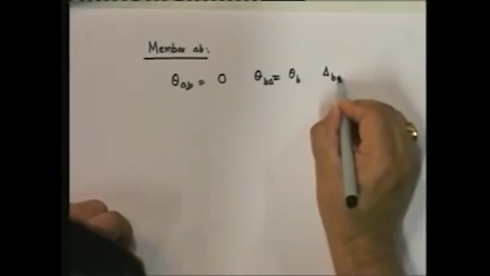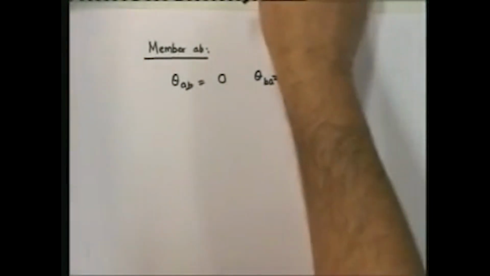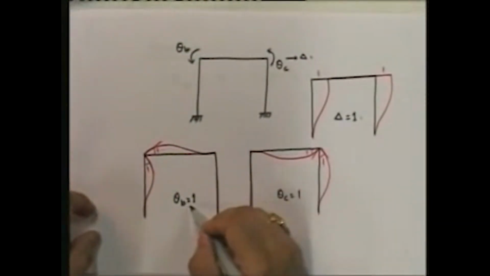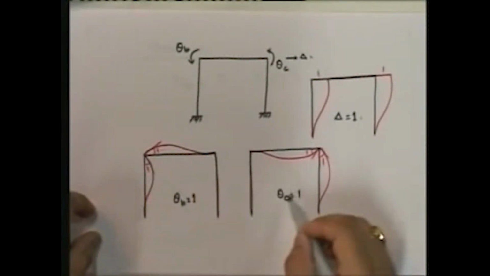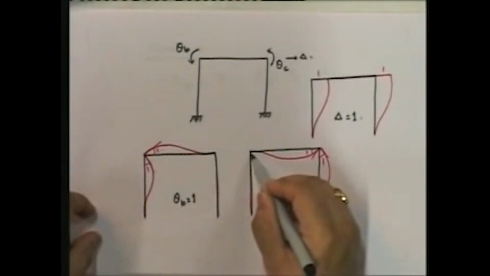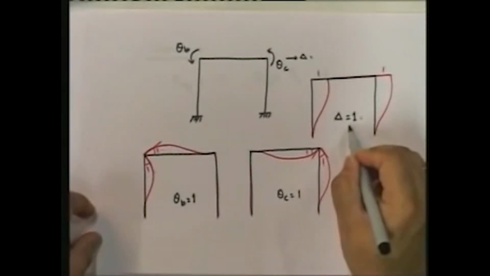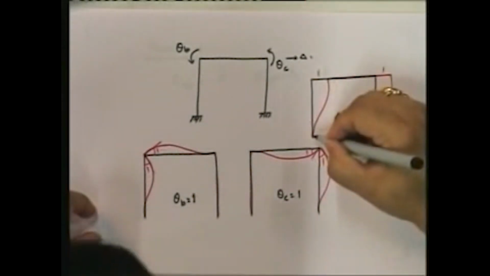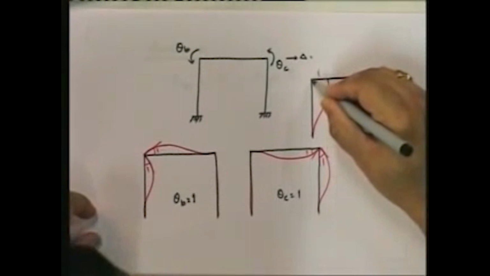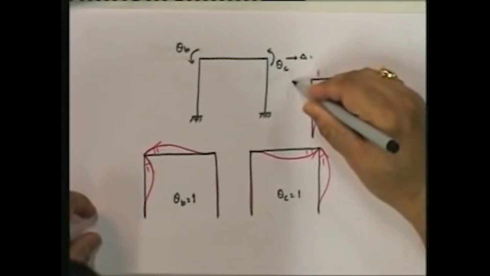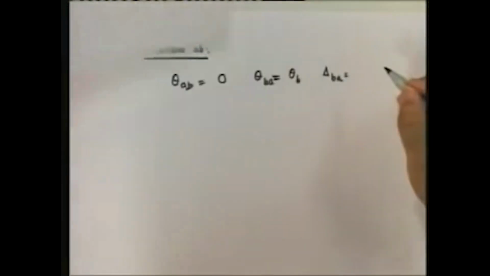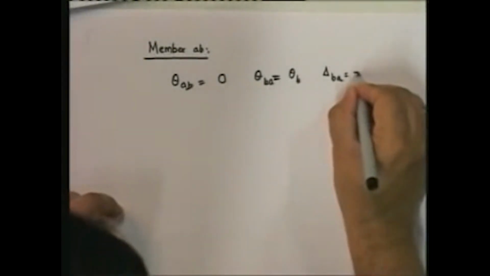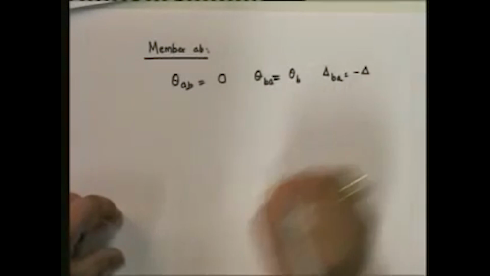Similarly, write down delta B A. When theta B is equal to 1, what is delta B A? 0. When theta C is equal to 1, what is delta B A? 0. When delta is equal to 1, what is delta B A? Let's look at this. For delta B A to be positive, AB has to go up this way. It's going down, so it is actually negative 1. So it is minus delta.